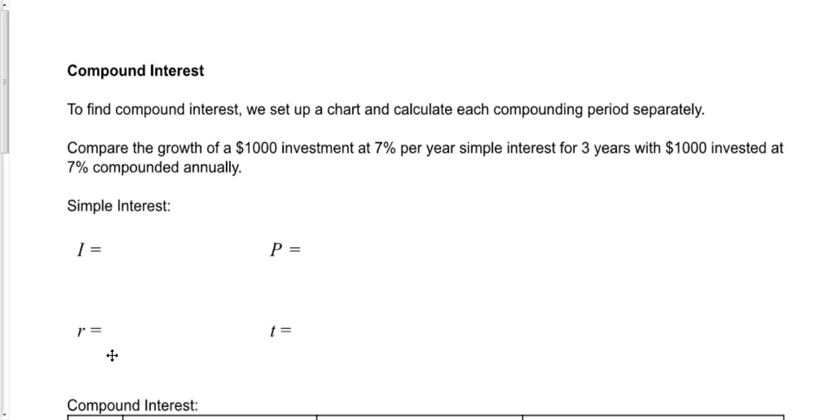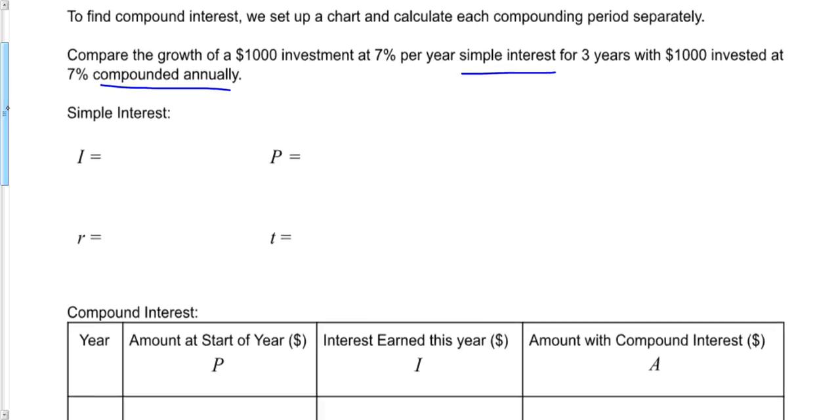Okay, so we want to compare the growth of a $1,000 investment at 7% per year at simple interest for 3 years with the same $1,000 invested at 7% compounded annually. So we've got two different ways of calculating this interest. One is simple interest and the other one is compounded. So let's first look at the simple interest method.